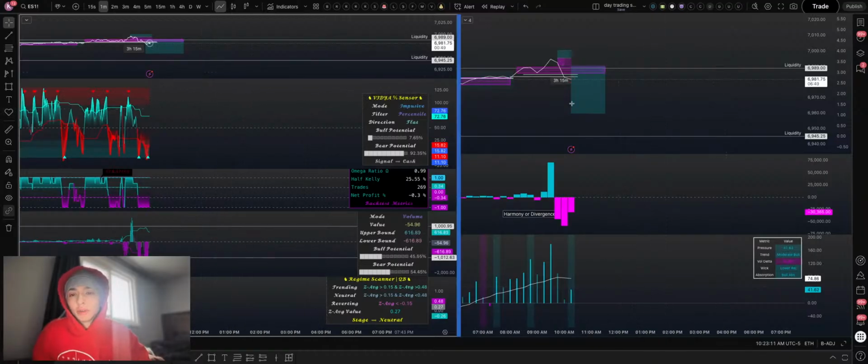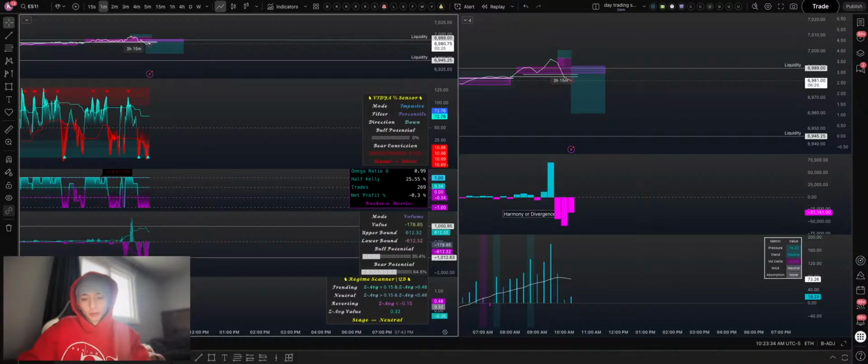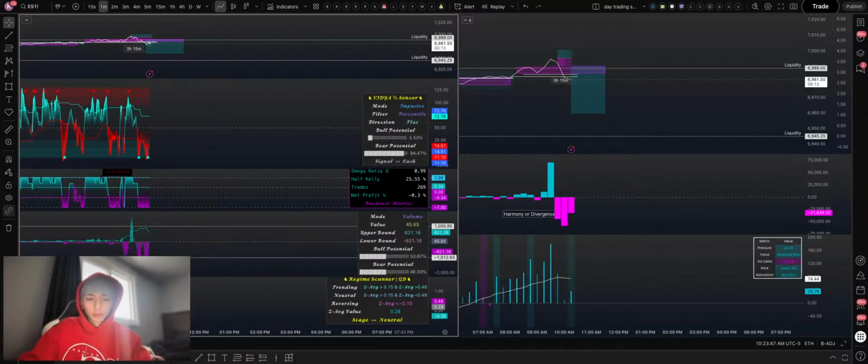It's pretty much it. Basic supply and demand principles. I want to see sellers continue to consume buyers' positions.